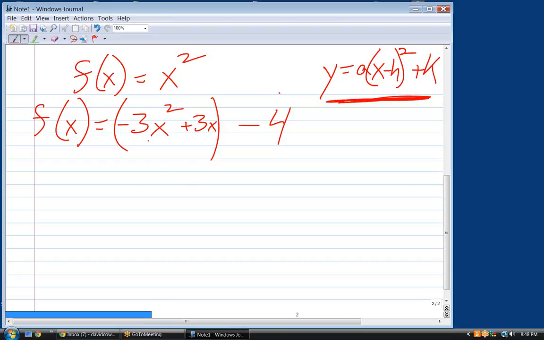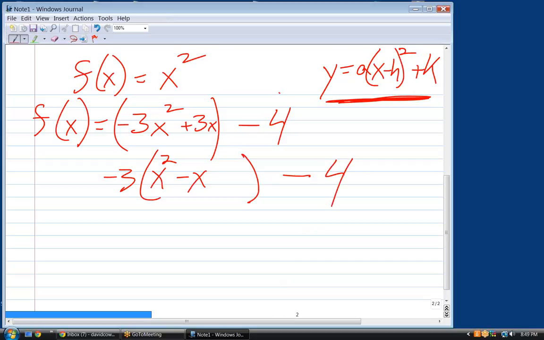Right now it's minus 3. So let's change this. Factor out a minus 3, leaving behind x squared minus x. Okay. And I leave room. Put my parentheses over there. I still have this minus 4.